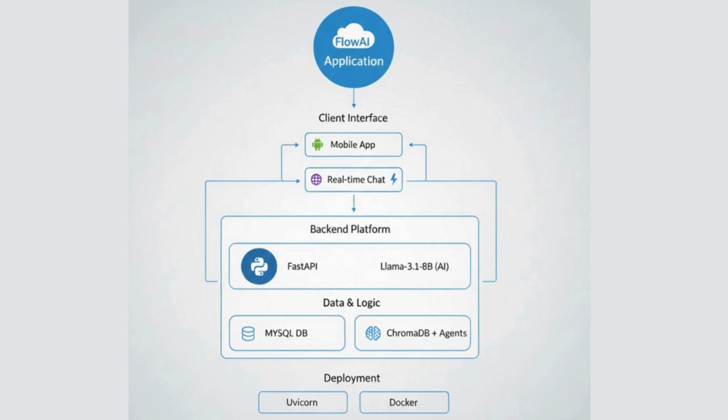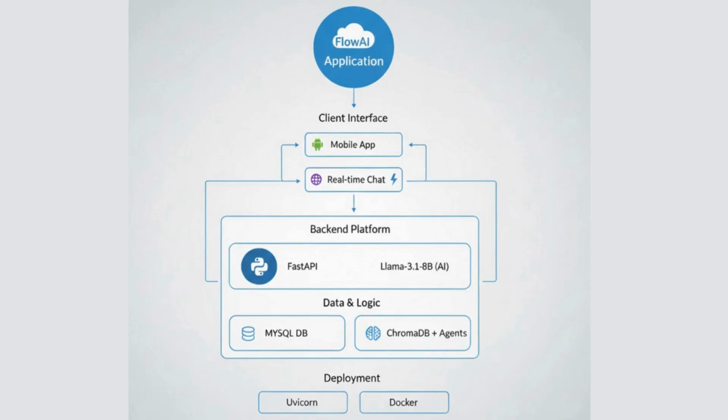The backend platform. The core of the platform uses FastAPI and Python, the language of data and AI, connected to a scalable MySQL DB for transactional history. This allows us to handle high concurrency and future growth efficiently.